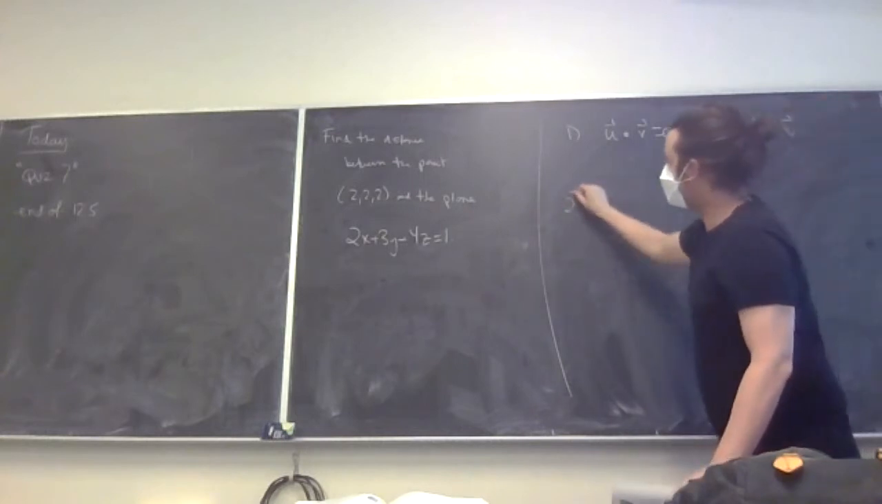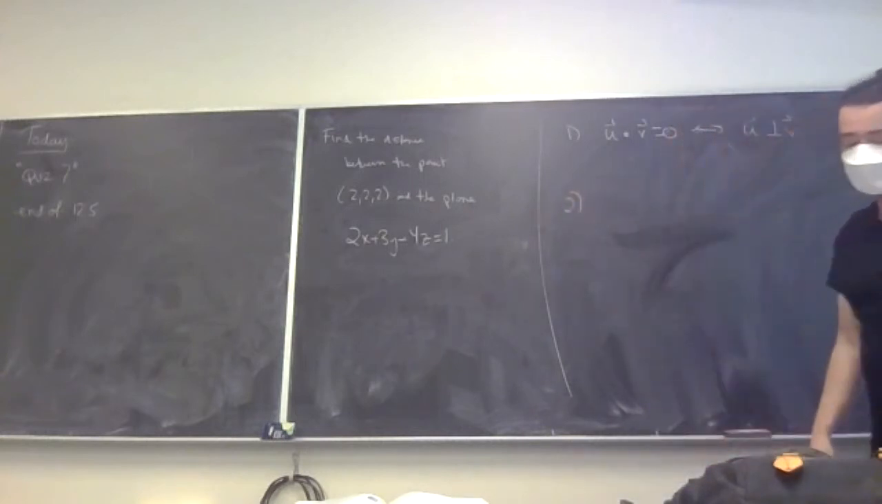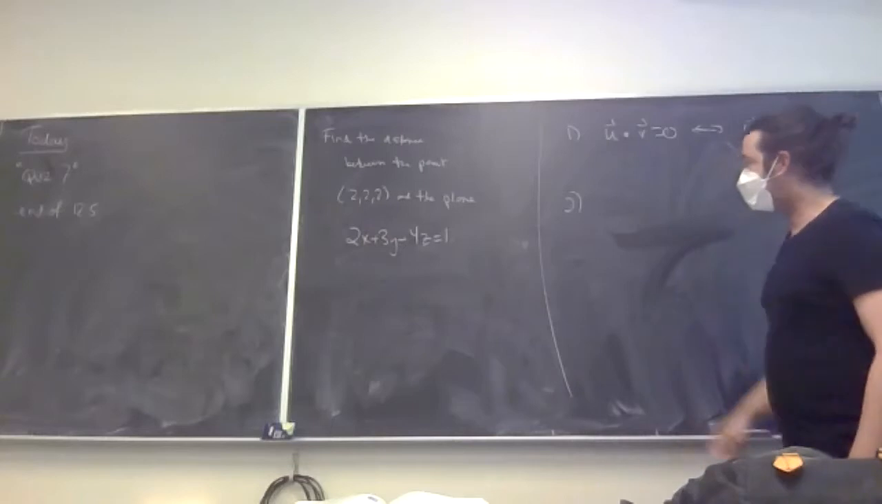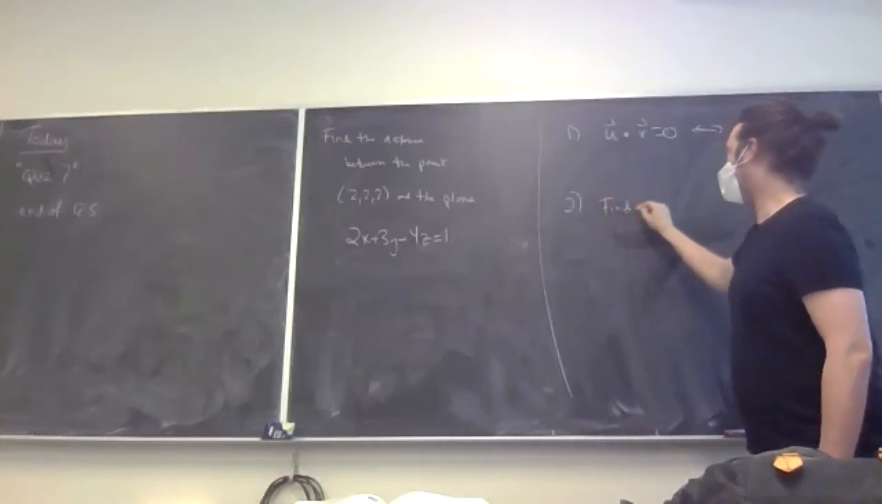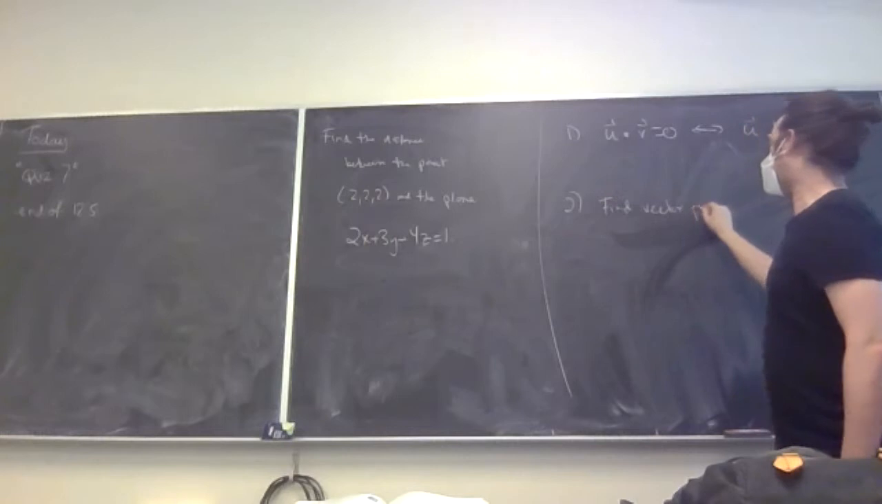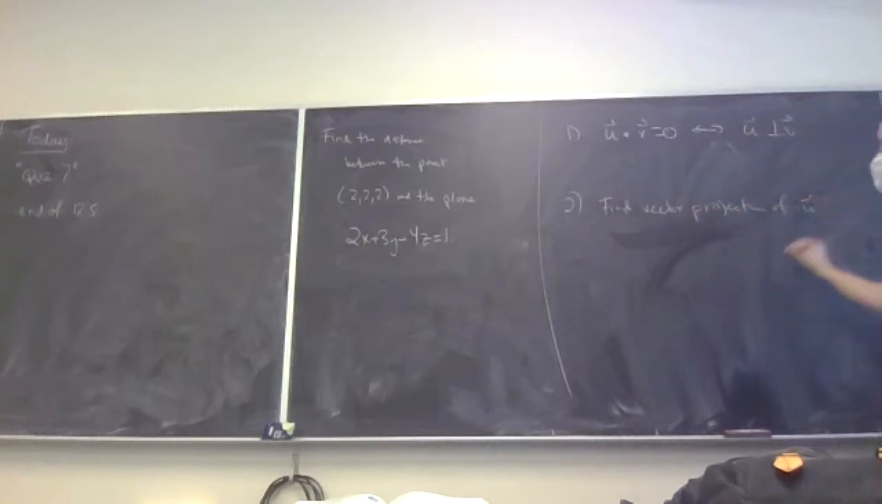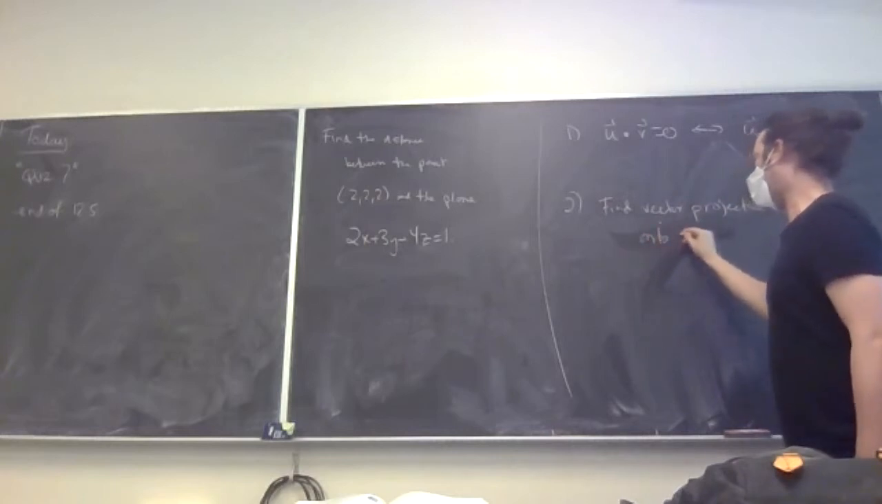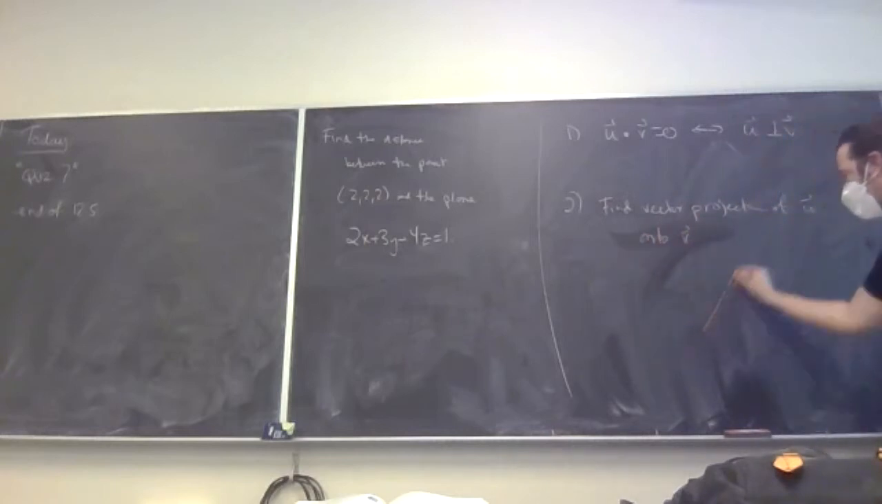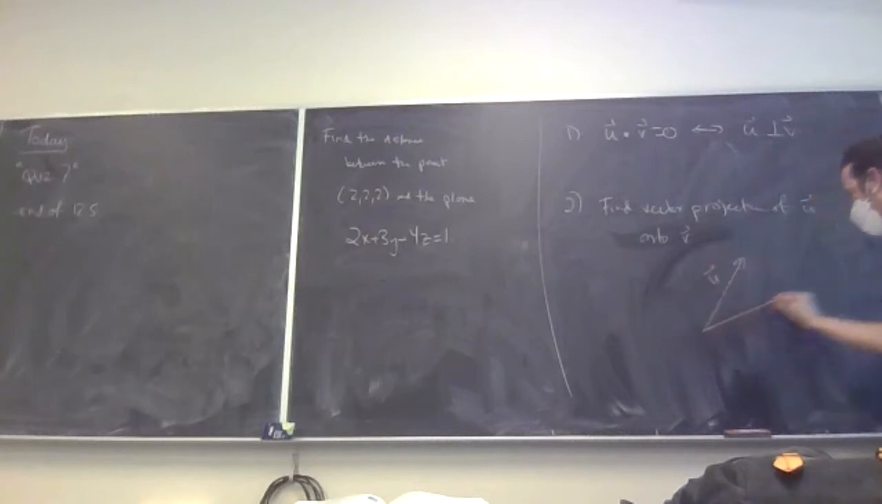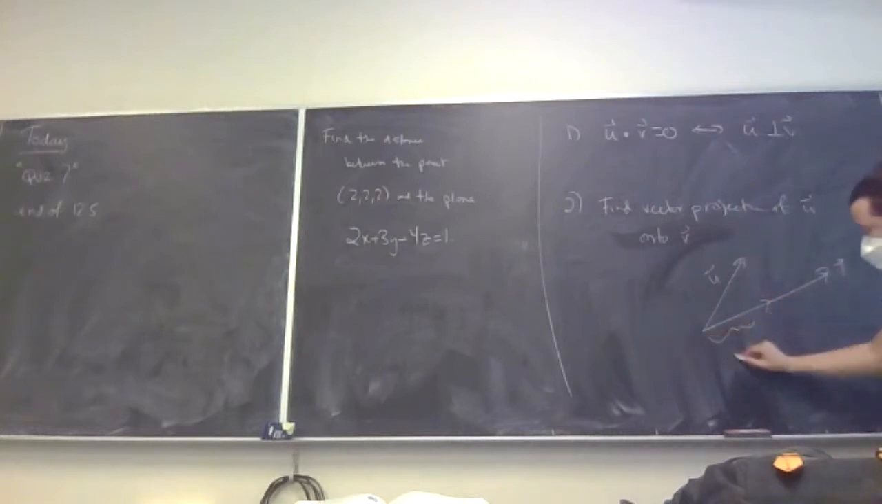Problem 2. This is probably the one I was curious if people had this formula in mind. It says find the vector projection of u onto v. So the picture here is you have some vector u and some vector v, and you're trying to figure out what this vector right here is. This vector is called the projection of u onto v.